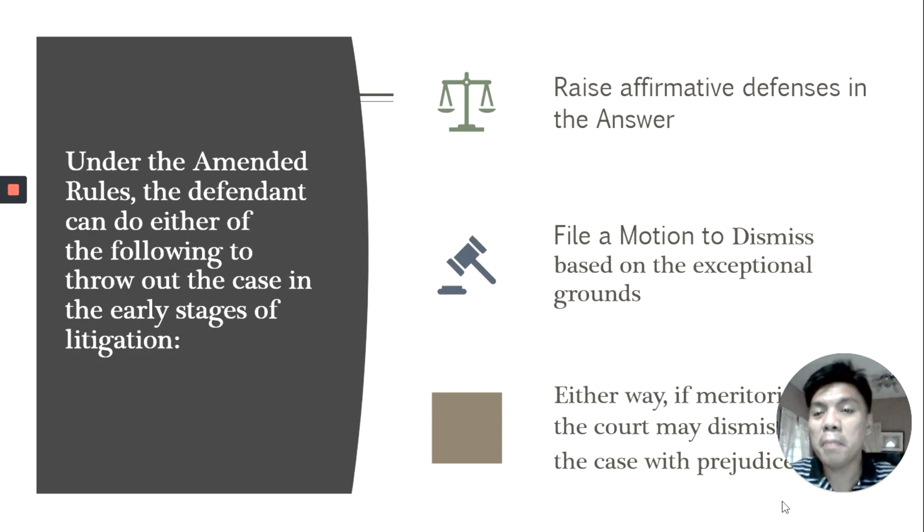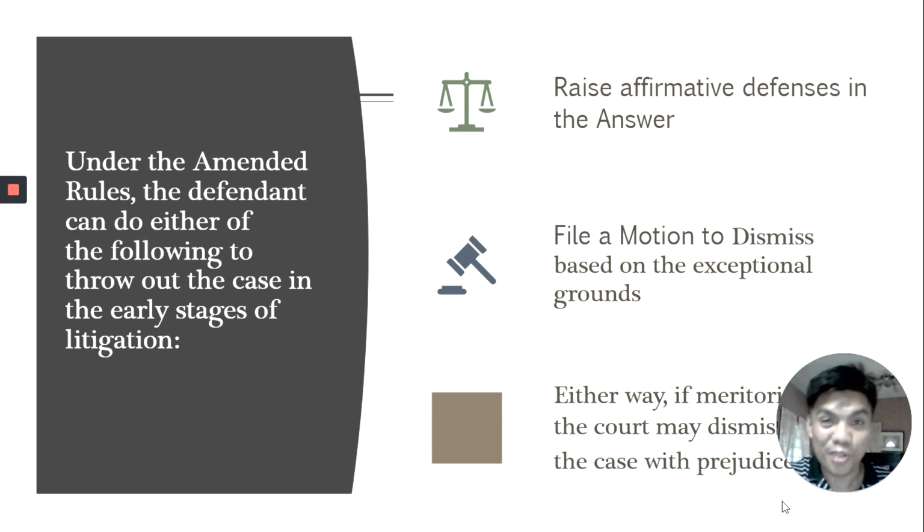So under the amended rules, the defendant can do either of the following to throw out the case in the early stages of litigation. So first, the defendant may raise affirmative defenses in the answer using the grounds for a motion to dismiss, or those grounds which I mentioned, which are now good only for the answer as affirmative defenses. Now, also, the defendant may file a motion to dismiss based on the exceptional grounds, the three grounds which we mentioned earlier. Either way, if meritorious, the case may be dismissed by the court with prejudice.